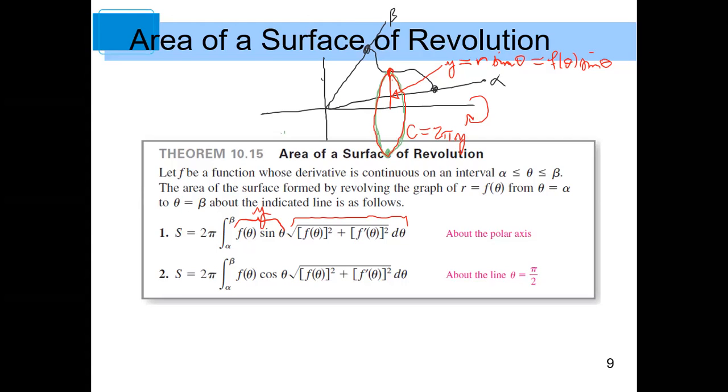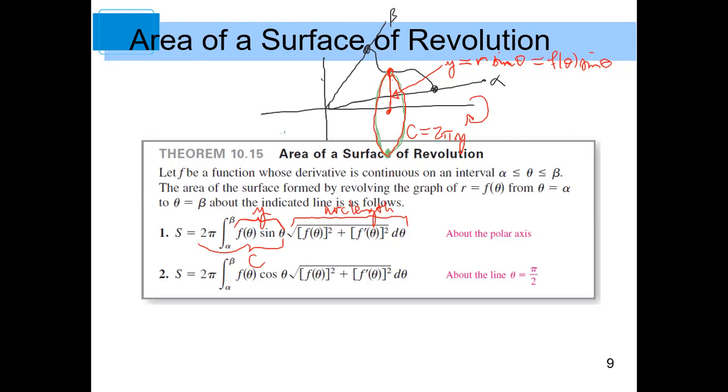So 2 pi y is the circumference, and this guy right here is the arc length, a tiny little piece of arc length. You multiply circumference by arc length, and you're going to get the area of a little belt. Remember we talked about that before? It was like a tiny little belt. Essentially, all we're doing is retranslating what we did over there to the case of polar coordinates. So we're revolving this thing around the polar axis.